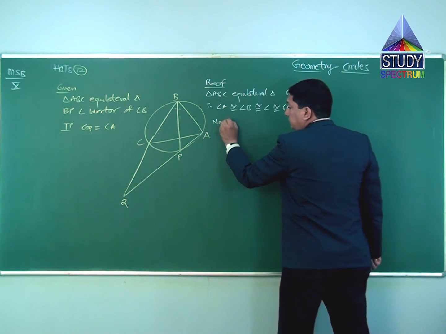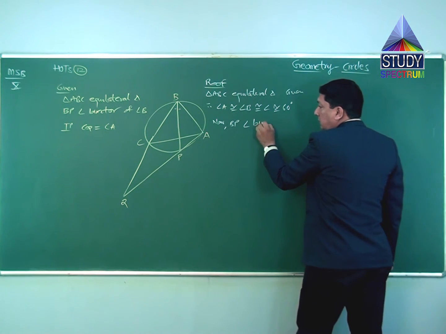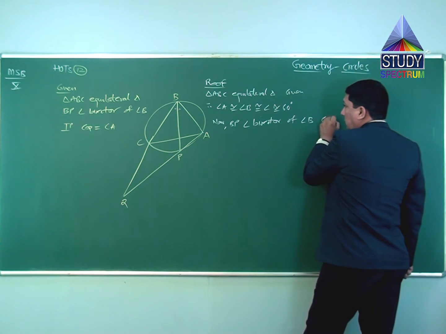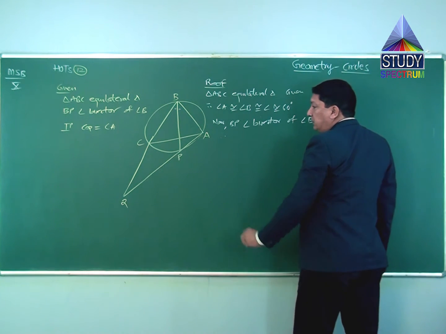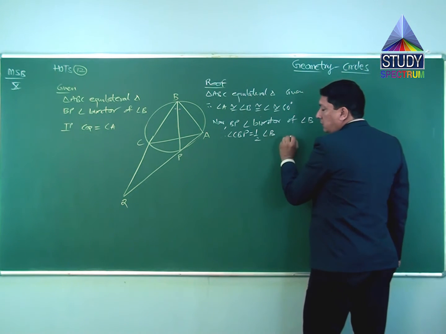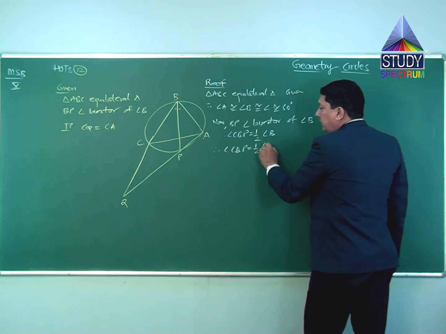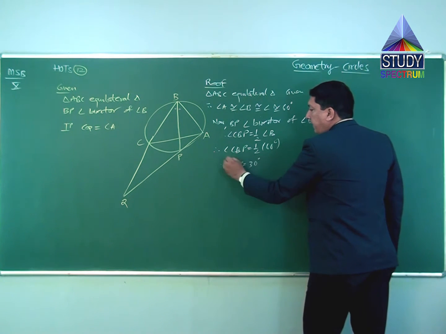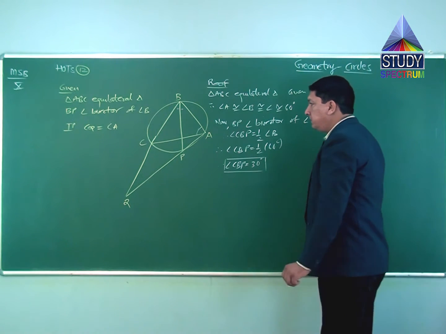Now, BP is an angle bisector of angle B, given. Therefore, we can say that angle CBP is equal to half of angle B. Therefore, angle CBP is equal to half of 60 degree. Therefore, angle CBP is equal to 30 degree. So, angle CBP is 30 degree.